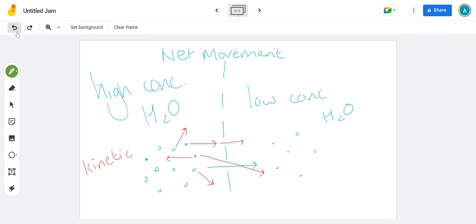Now, overall, because we've got a high concentration on this side and a low concentration on that side, overall, more will go from high to low concentration, and a few will go from low concentration to high concentration. So overall, that is what we mean by the net. Overall, there's more movement from high concentration to low concentration than vice versa. And that's what we mean by net movement. It's not that every molecule moves from an area of higher concentration to an area of lower concentration. It's that the net movement is from high concentration to low concentration across the partially permeable membrane.